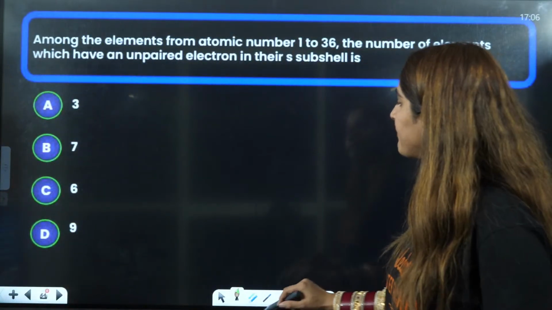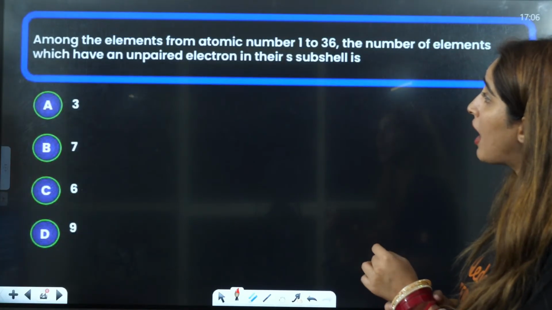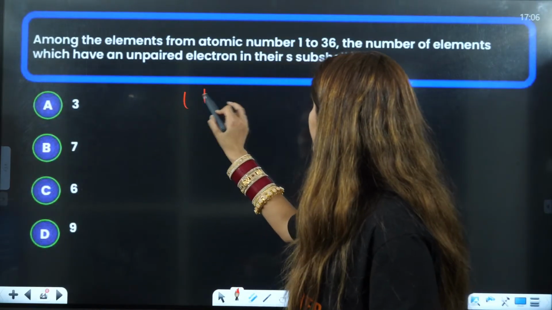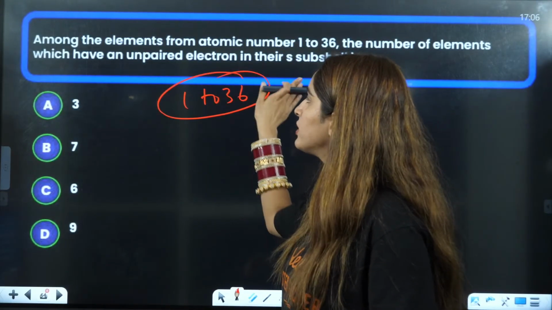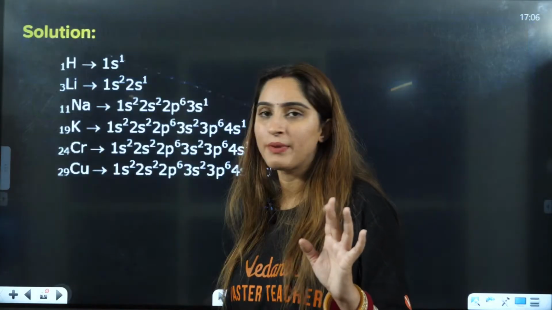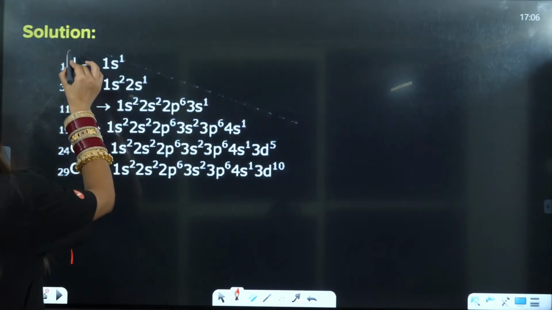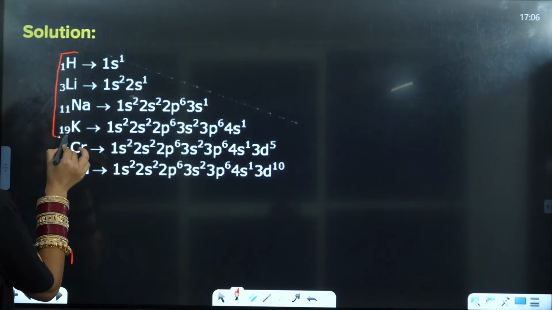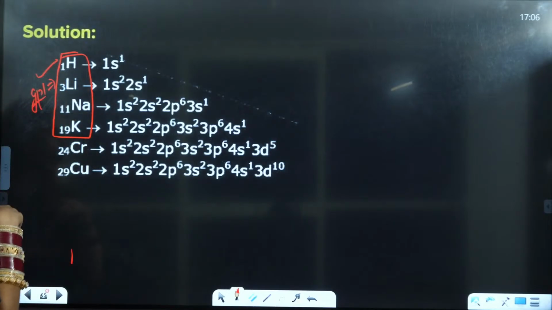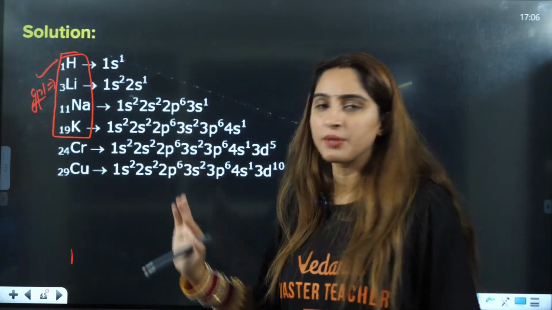Next is: among the elements from atomic number 1 to 36, the number of elements which have an unpaired electron in their subshell. So this is very interesting. From 1 to 36, you have to write down the unpaired electrons. First will be group number 1. Basically it should have ns1 here. So first will be group number 1, that is hydrogen, lithium, sodium, potassium. Right, this is group number 1. Till 36 only they are saying. So only till potassium we will calculate.